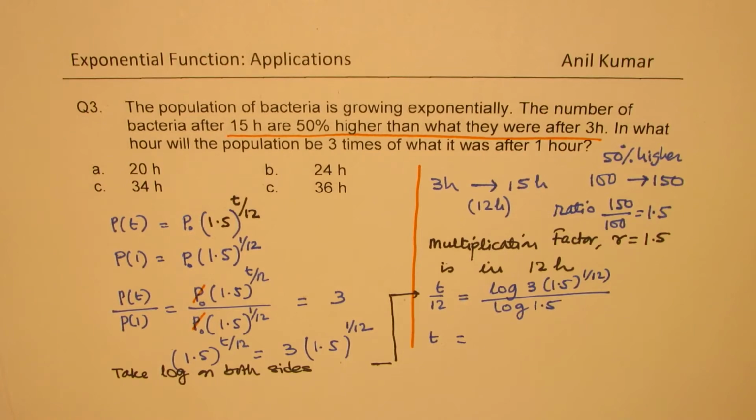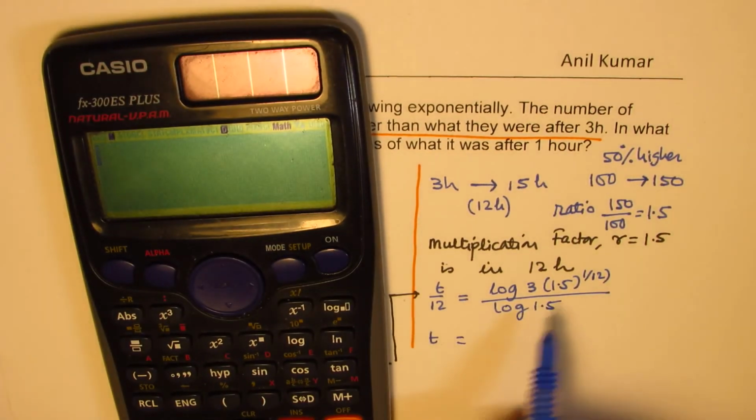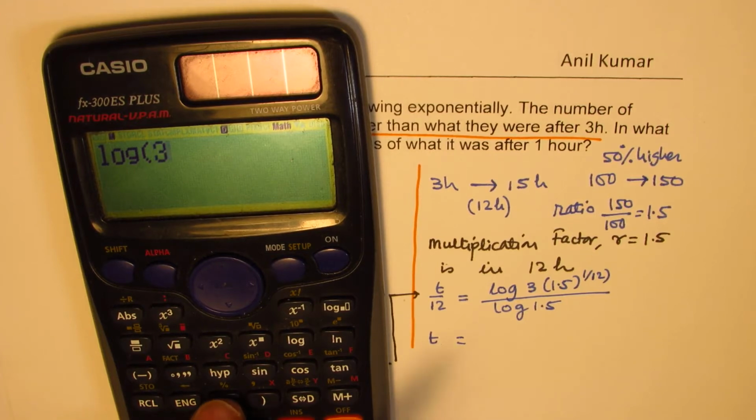So let's calculate. The initial value is log of 3 times 1.5 to the power of 1 divided by 12.